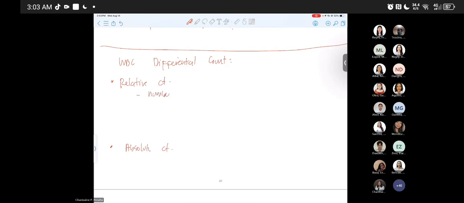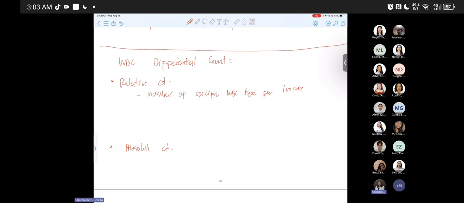We have WBC naman. WBC differential count. Sa WBC differential count, we have relative count, yun yung tinatawag na absolute count. Yung relative count, yun yung as is. Ito yung number of specific WBC type per 100 WBCs. Si relative count, ito yung actual na WBC differential count.